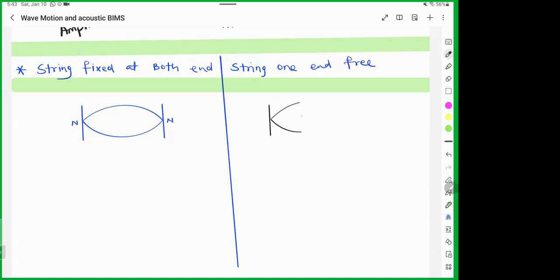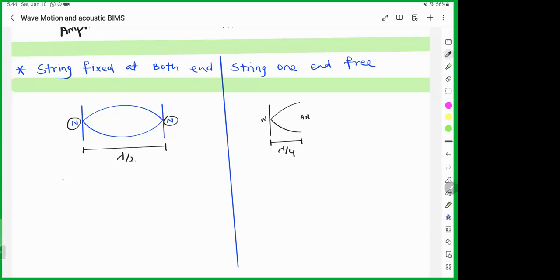Free end will have antinode here. If you have both ends attached, node. One end free, antinode. For this one structure, wavelength, this is half of the wavelength, that's why lambda by 2. This is half of the first situation, lambda by 4. Right? So minimum value, if you check here, will be this.